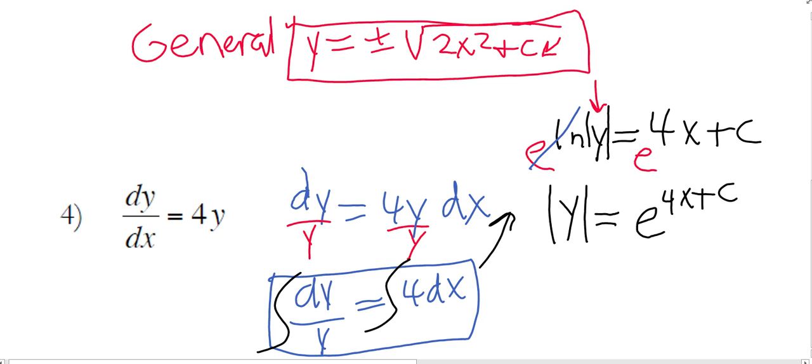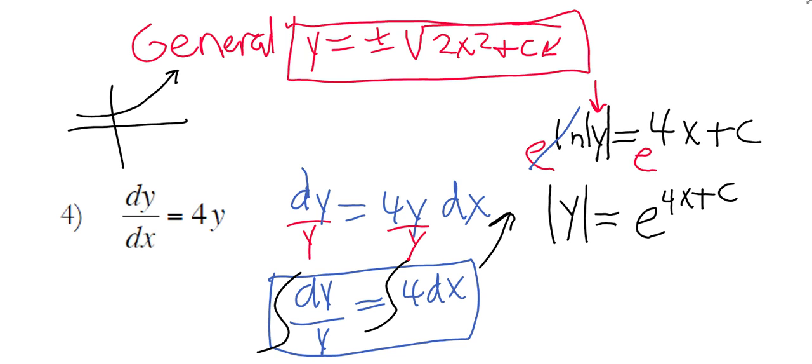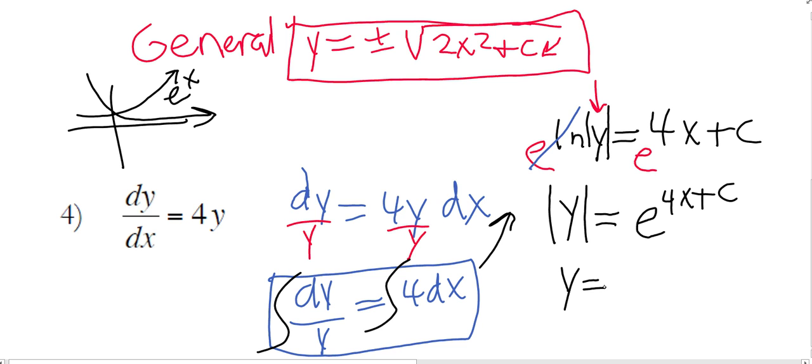And if you remember, if we look at e, it's always going to be a positive term, so we can drop the absolute value. This is the graph of e to the x over here, whether it's e to the positive x or e to the negative x, it still is always going to remain above the x-axis, so it is always positive. So we have y is equal to e to the 4x plus c.